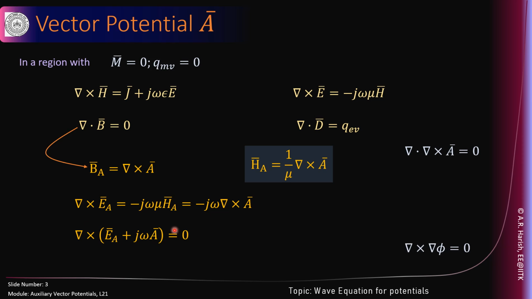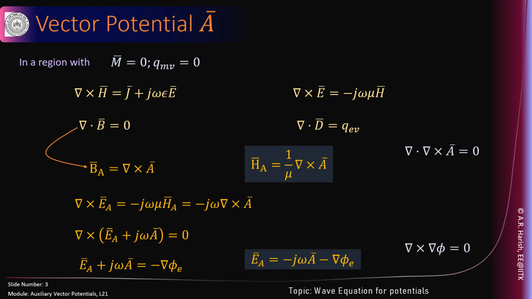We know one more vector identity: curl of gradient is always 0. Therefore, you can express this quantity as gradient of a scalar, which is del phi_E. Phi_E is the scalar. We have put a negative sign for consistency. A positive sign would have worked very well as well. So E_A plus j omega A is minus del phi_E. Therefore, E_A can be written in terms of A and phi_E.